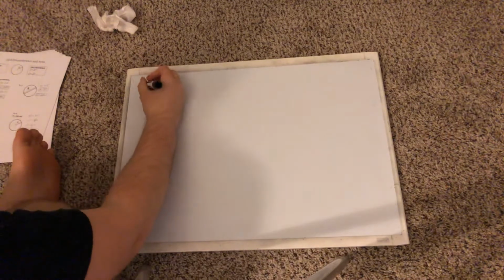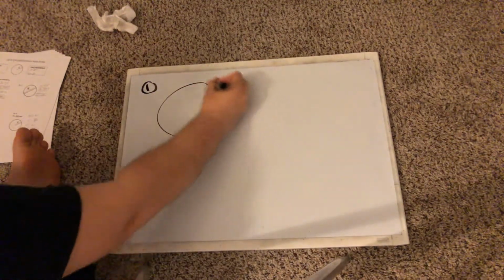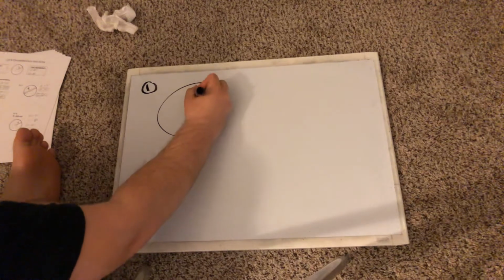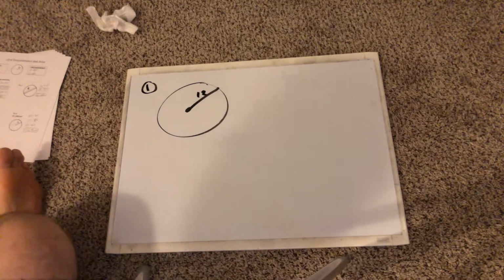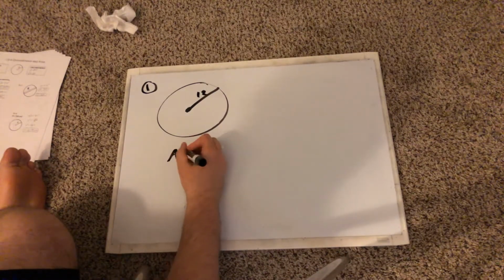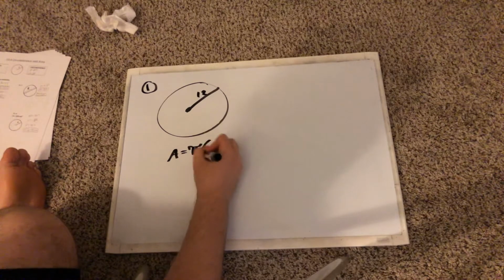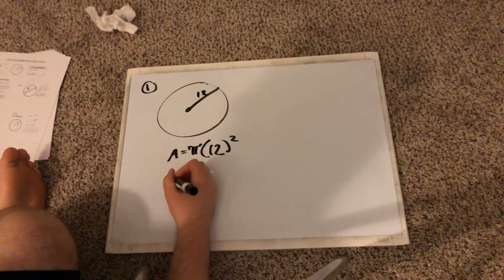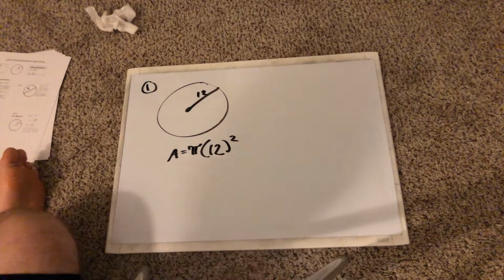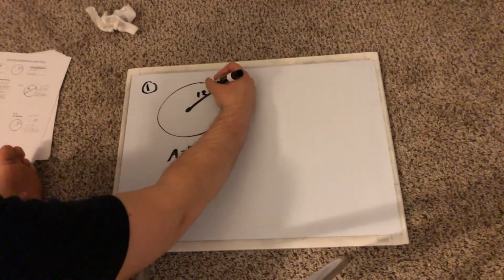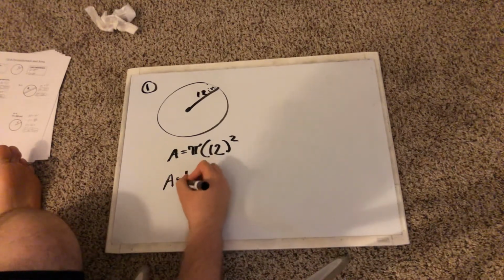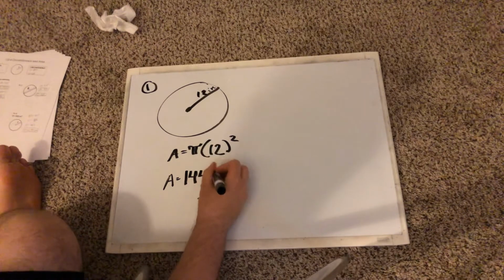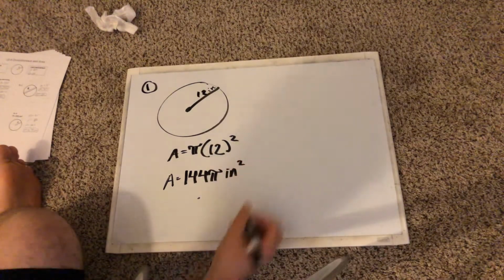So, numero uno. The radius is 12, and I have to find the area and the circumference. For area, we're going to do pi times the radius, 12, squared. Just for the sake of this, I'm going to say this is 12 inches. So 12 squared is 144. We're just going to leave it as 144 pi inches squared.